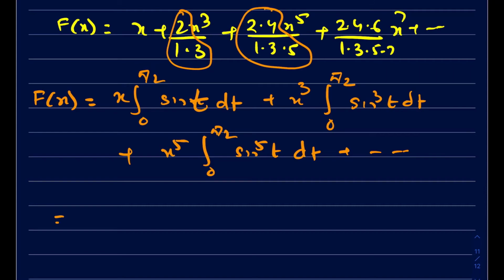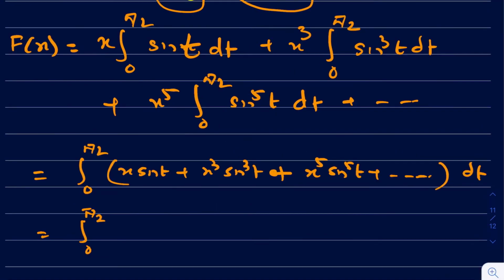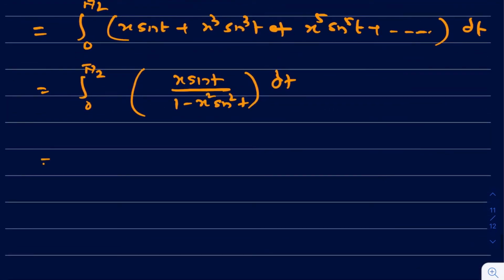So therefore this will become 0 to pi by 2. I can combine them: x sin t plus x cube sin cube t plus x5 sin 5t, and so on. Now we notice that whatever is written in the bracket is again a GP with common ratio x square sin square t. So applying the formula for an infinite GP, I can write a upon 1 minus r. Now this can be integrated.